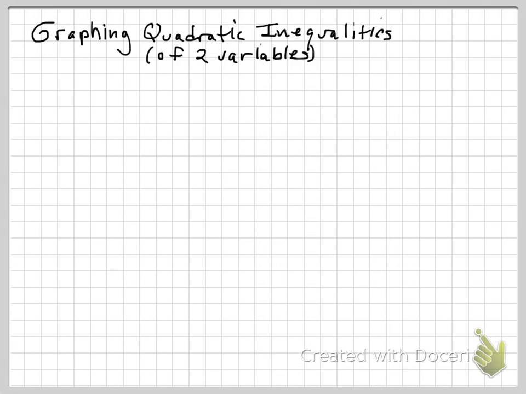Welcome to the video on graphing quadratic inequalities of two variables. In this video, I'm going to give you two examples of graphing a quadratic inequality of two variables, and we'll discuss in great detail how to go about doing this in kind of a step-by-step fashion, and also kind of related to something that hopefully you remember how to do, so it'll make it a little bit more simple for you. Let's go ahead and begin our first example.